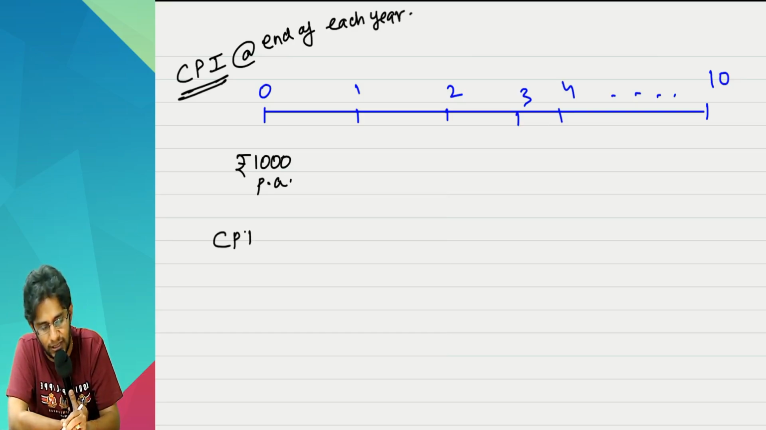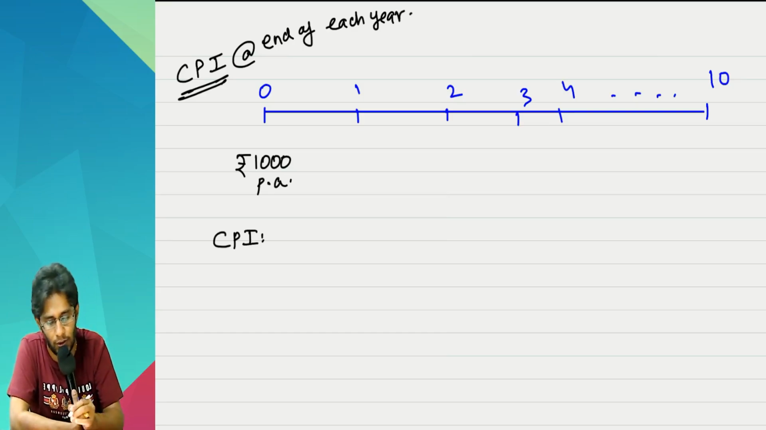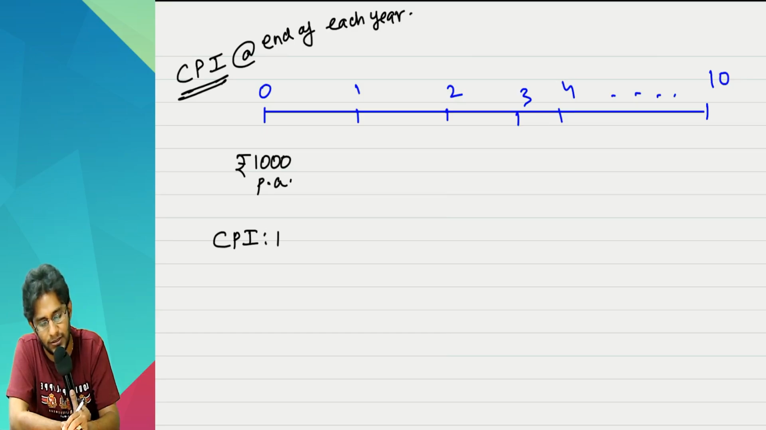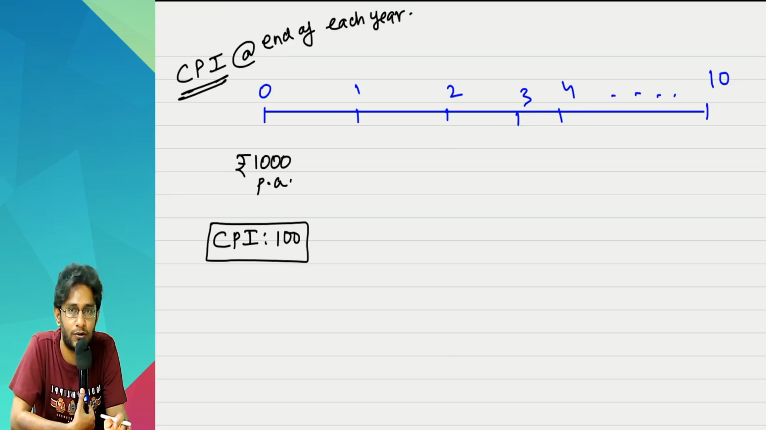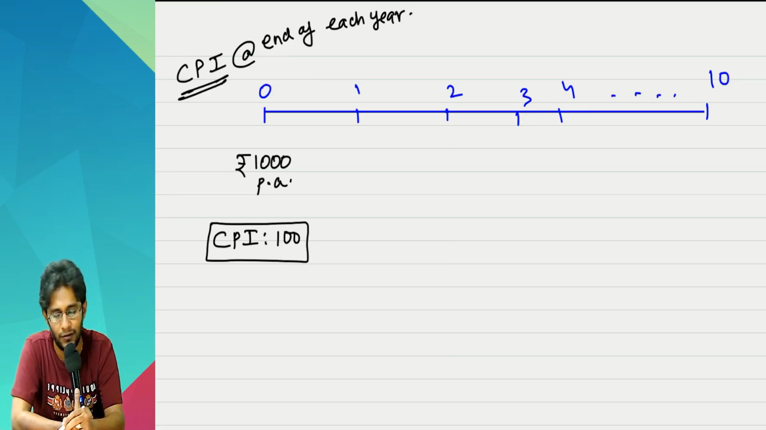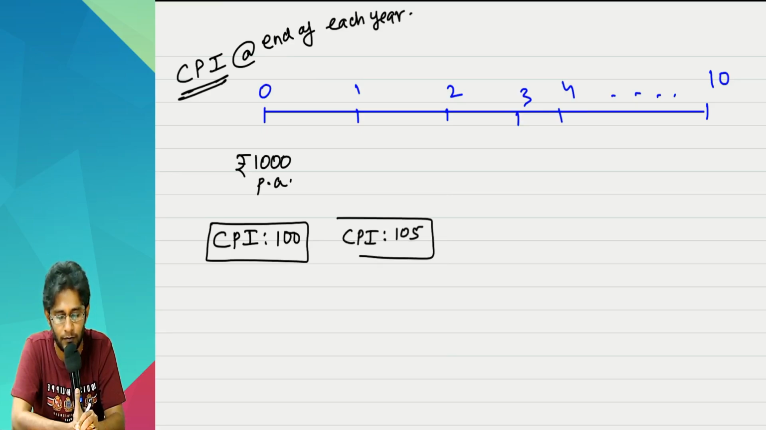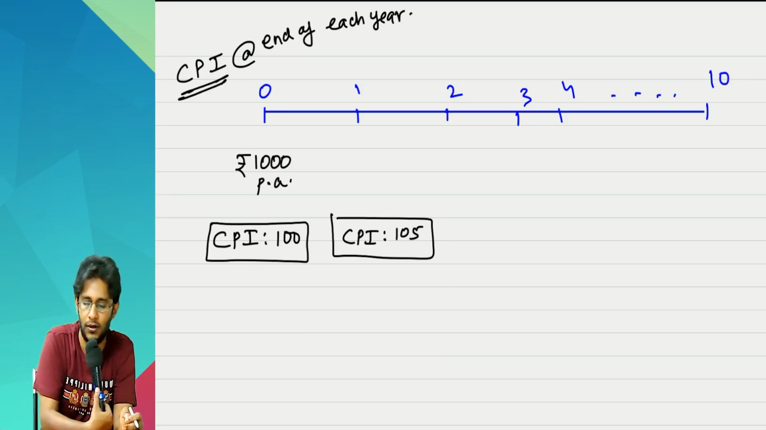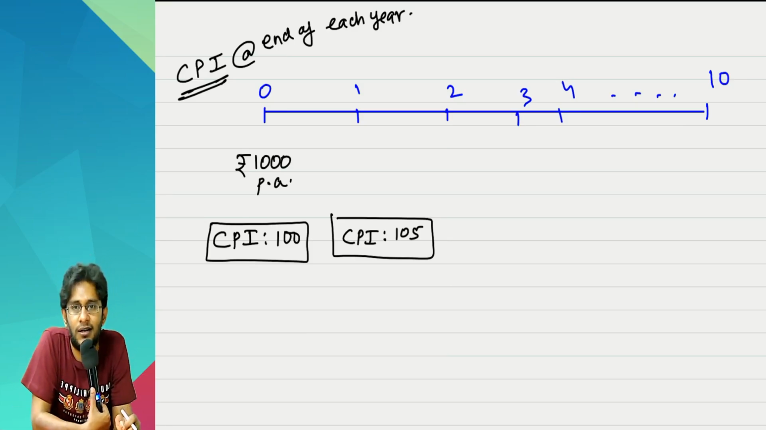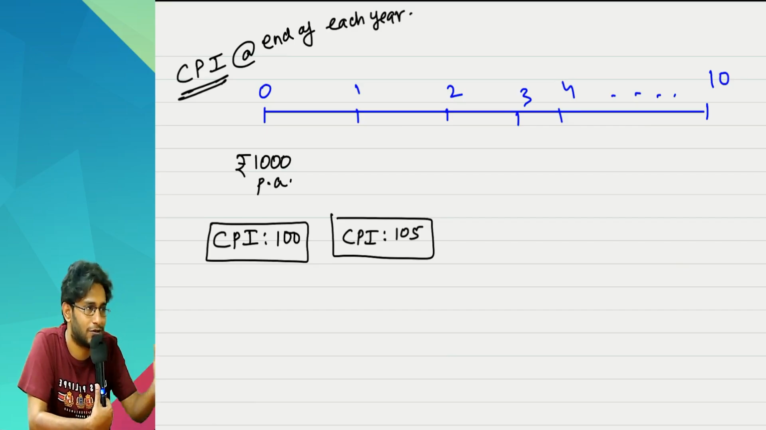Suppose on the first day when you took the lease, the consumer price index is 100. What is your lease rent decided now? 1000. What you have to do basically is wait for 1 year. If after 1 year the consumer price index becomes 105, you have to work out: if 1000 is the lease rent for base 100, for 105 how much is it? 1050. That is the lease rent you have to pay at the end of the first year or at the beginning of the second year. It goes like that.